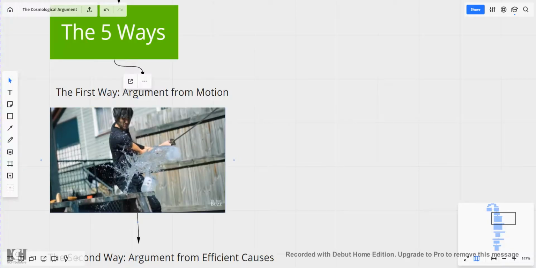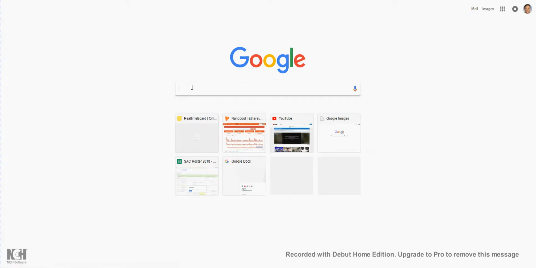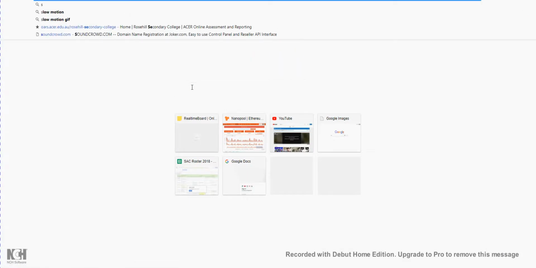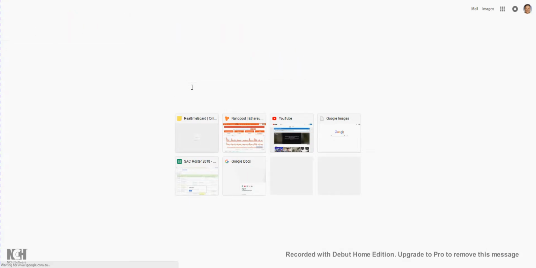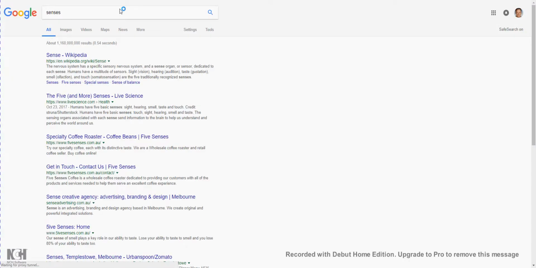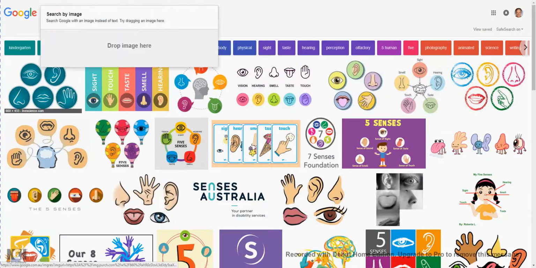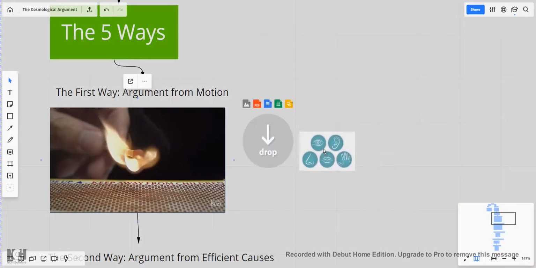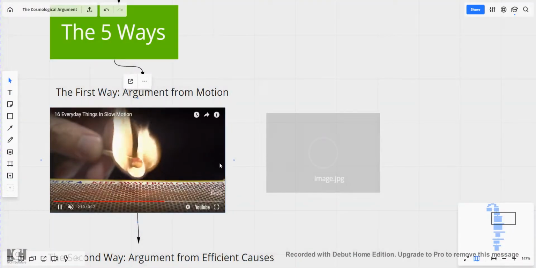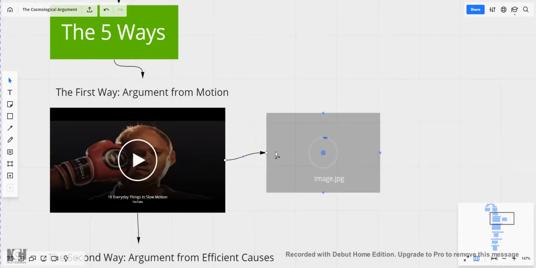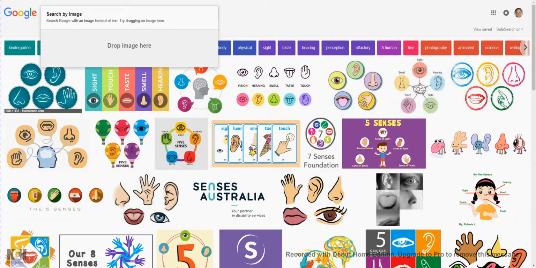Let's type in an image for the senses. Images, I want all the senses. I'm going to put you over here, and I'm going to say the first thing is that our senses prove to us that things exist in motion.